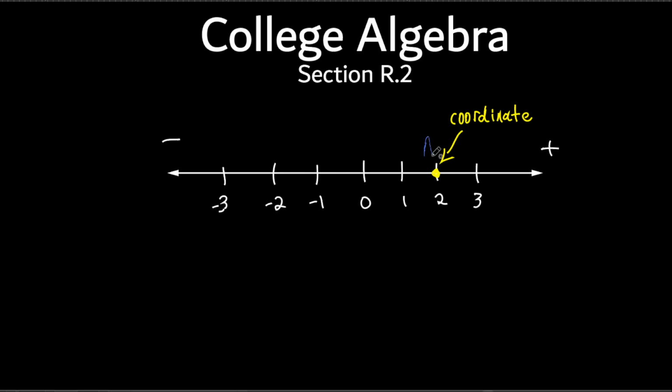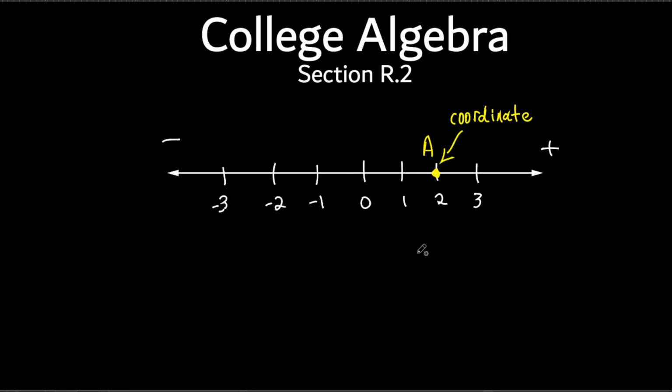A lot of times you would see a capital letter associated with a point. Sometimes they don't have any numbers here at all. They just put capital letters here and you say this is point A, this is point B, and so forth. But most of the time you'll see numbers here on the number line. All right, so that's the first thing, that's the coordinate.